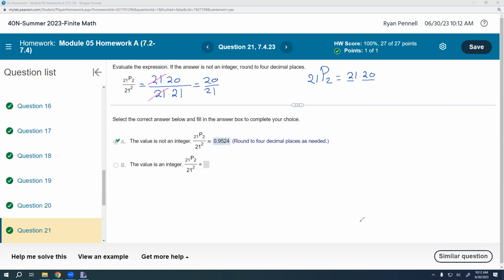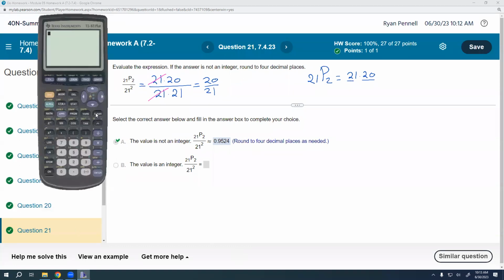Okay, my choices are it's not an integer or it is an integer. Well, I'm going to use my calculator. It doesn't look like it is. Let's figure this out. 20 over 21. So yeah, it's less than 1. So you can just write it in this way. We just have to round correctly. It does say round to 4 decimal places. So watch out for that.